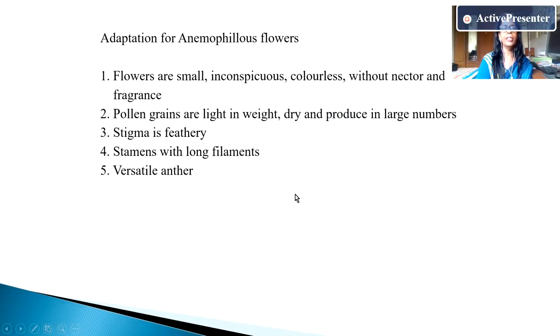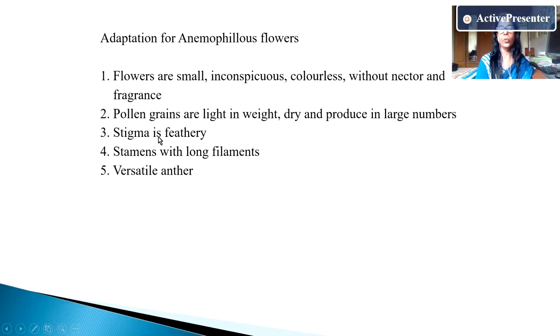And in this case, what are the adaptations of anemophilous flowers? Flowers are very small, inconspicuous, colorless, without nectar and fragrance. Pollen grains are light in weight, so they can be carried very easily through the breeze. They are dry and produced in large numbers. While going from one place to another, many pollen grains can fall down and be wasted, so a large number of pollen grains are produced. They are dry and light in weight.